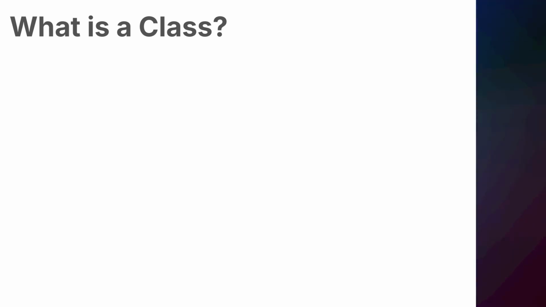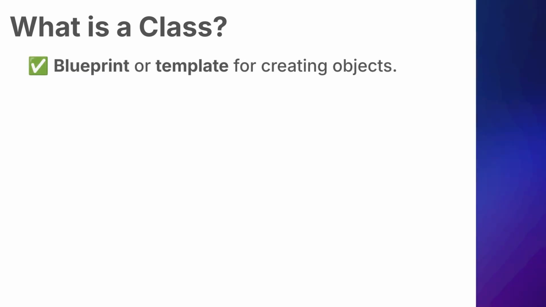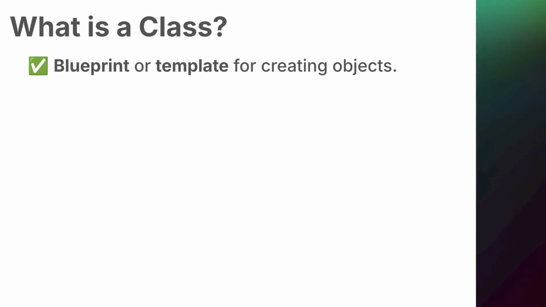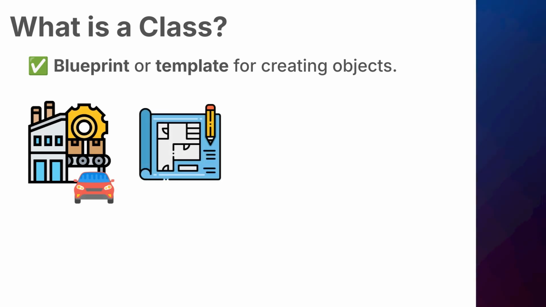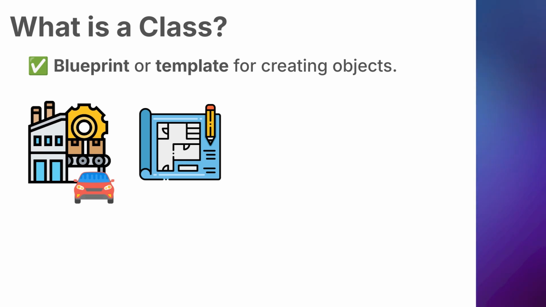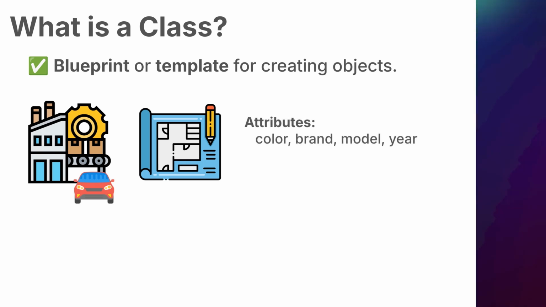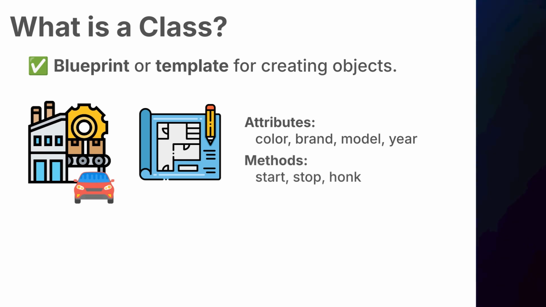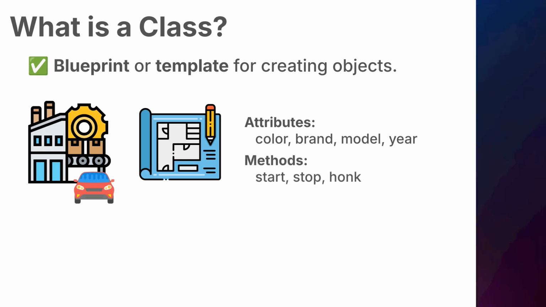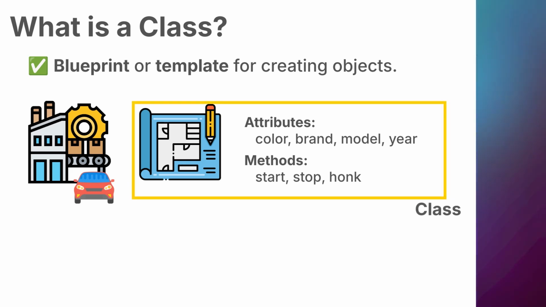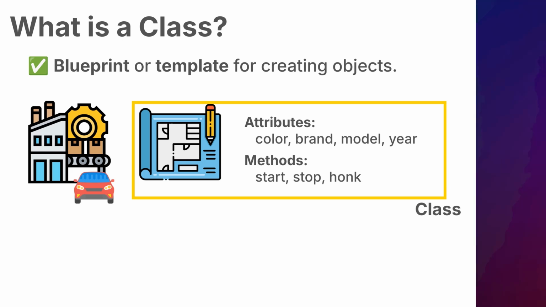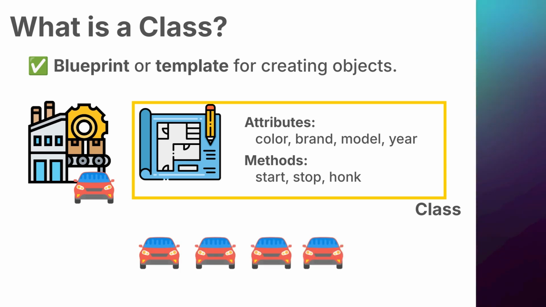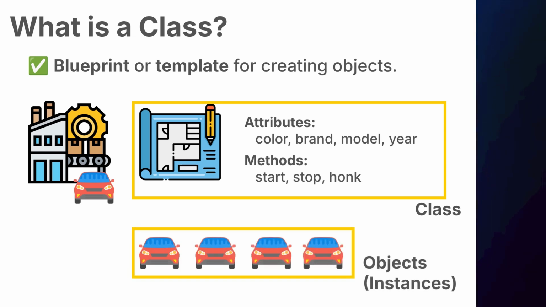What is a class? A class is like a blueprint or template for creating objects. Imagine this. You're at a car factory. The factory has a blueprint or a plan to build cars. That blueprint defines attributes or data: color, brand, model, year. Methods or functions: start, stop, honk, and more. In Python, a class is that blueprint. It tells the program what attributes and methods a car should have. Once you create a class, you can reuse the blueprint and create many cars like this. We call these cars objects, also called instances.